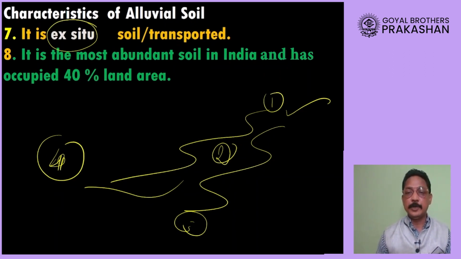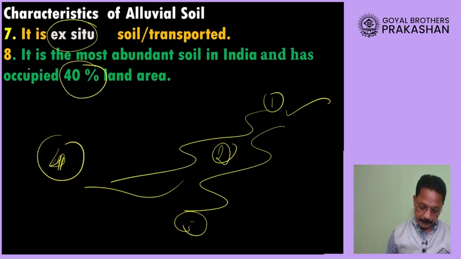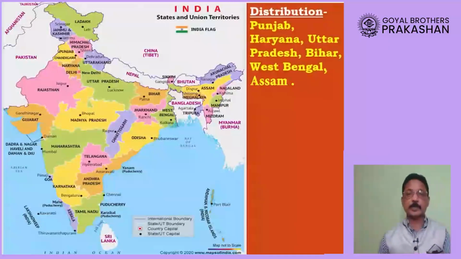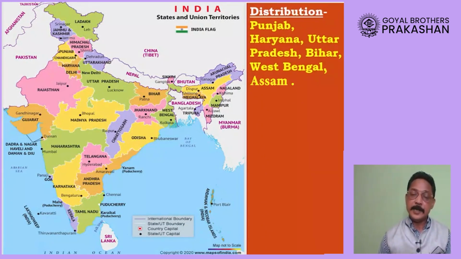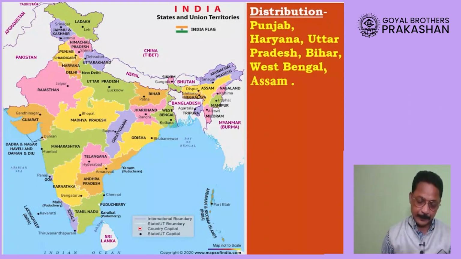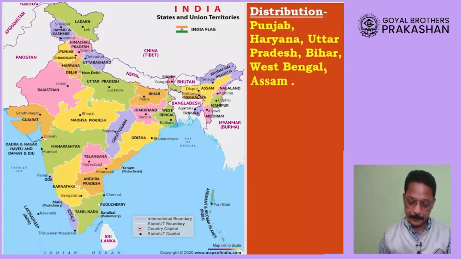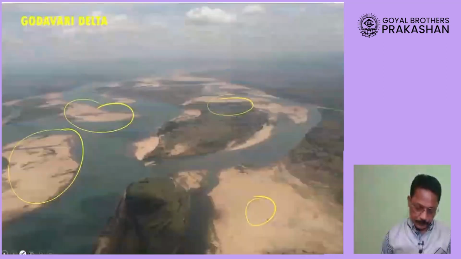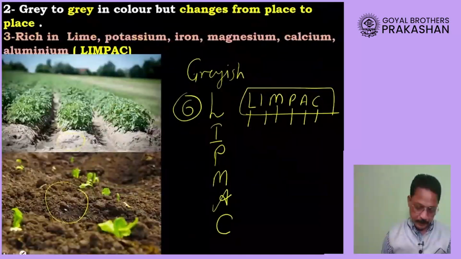And as I already told you, this soil is found in the largest quantity in India. So almost 40% part of India is occupied by this soil. Okay, you will find this soil mainly in northern states, mainly in North Indian states. Okay, in Punjab, Haryana, then in Uttar Pradesh, Bihar, West Bengal, also in Assam. Okay, now why do you think this soil will be found over there?